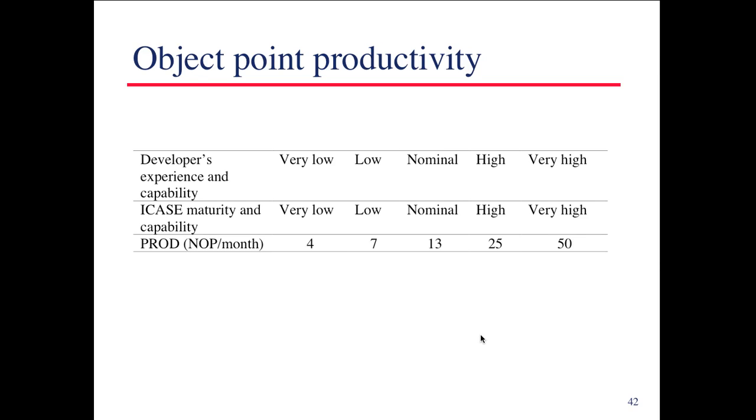Object point productivity is just like function points, in terms of looking at very low, low, minimal, high, very high, on a scale of developers' experience, capabilities, maturity, and all sorts of other criteria that you might be applying towards it.